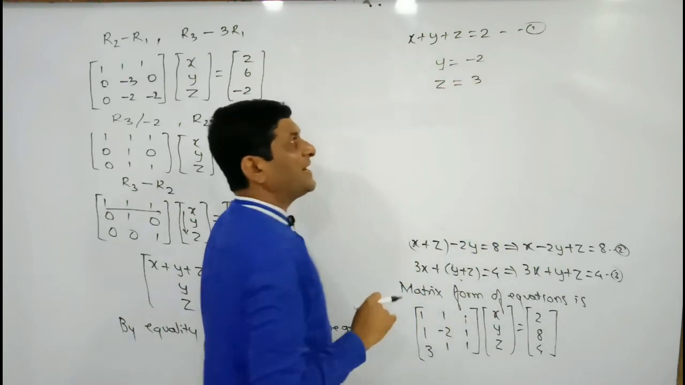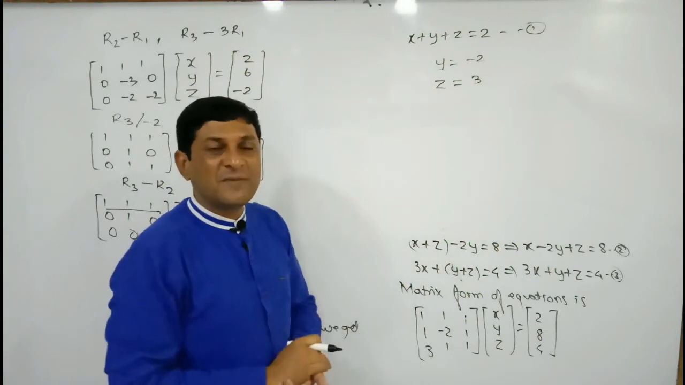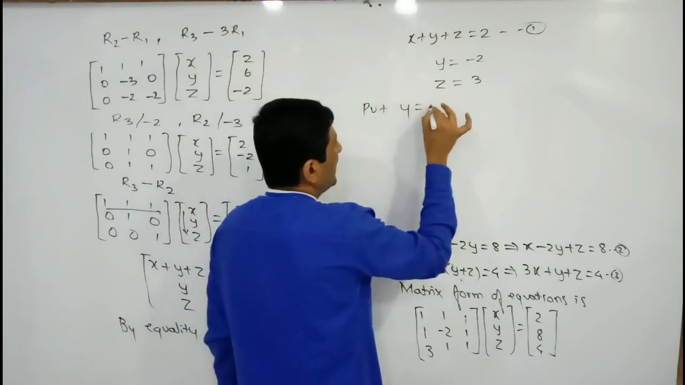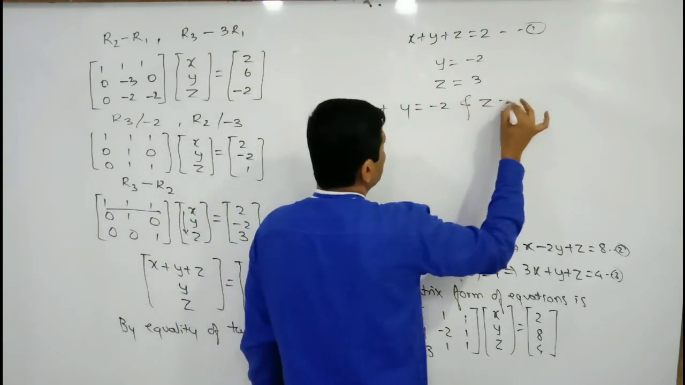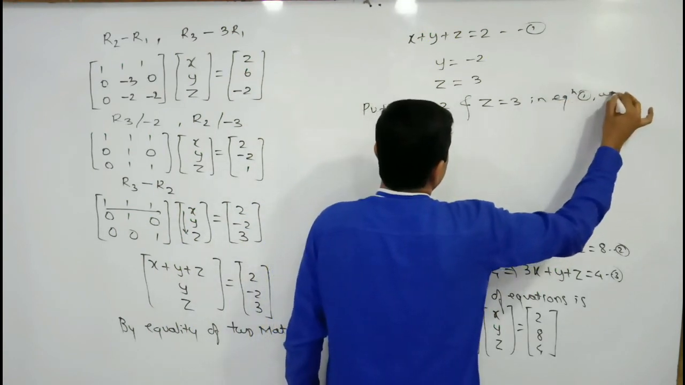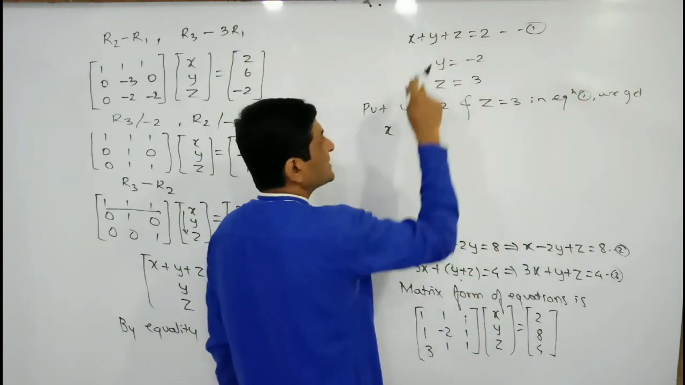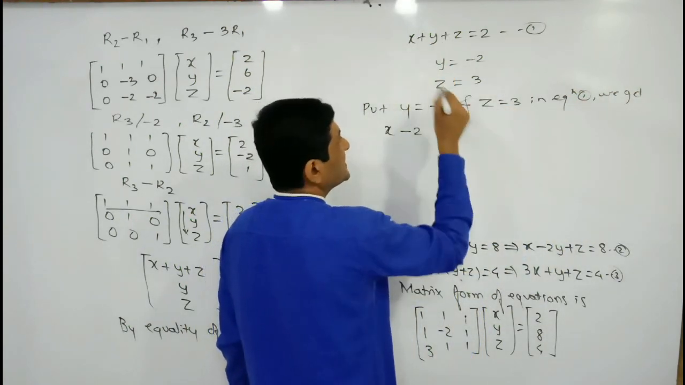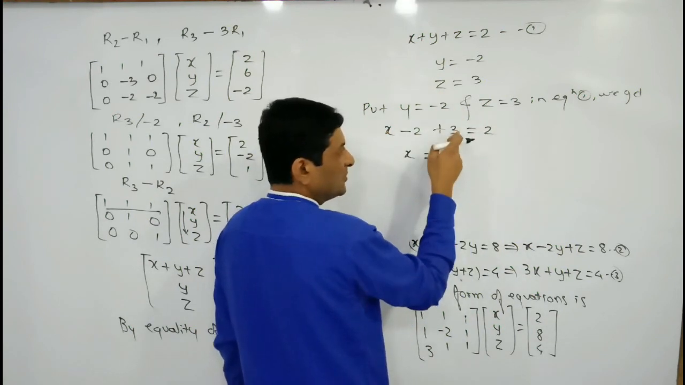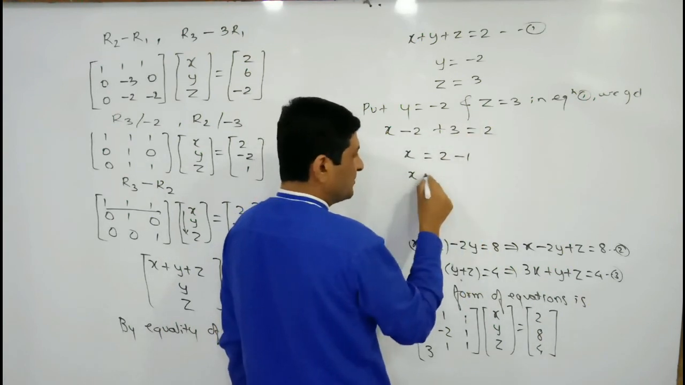Once the values of y and z are known to us, substitute these values in equation number first. We will get the value of x. So put y equal to minus 2 and z equal to 3 in equation first. Let us see what result we get here. Keep x as it is, replace y by minus 2, z by 3, equal to 2. So x is equal to 3 minus 2 is 1, plus 1 on this side will become minus 1. So x will be equal to 1.